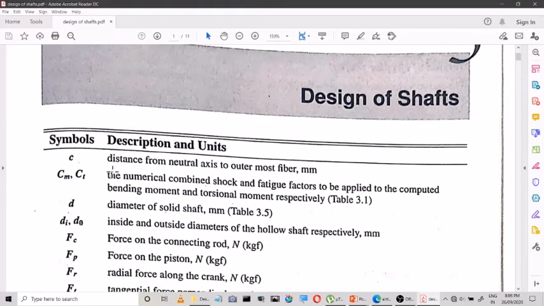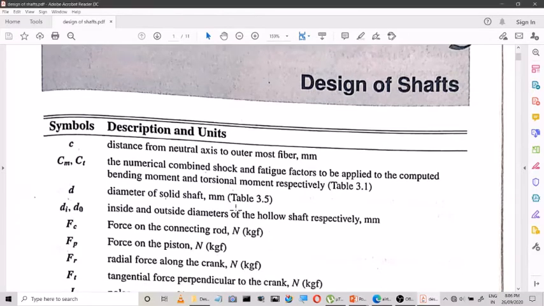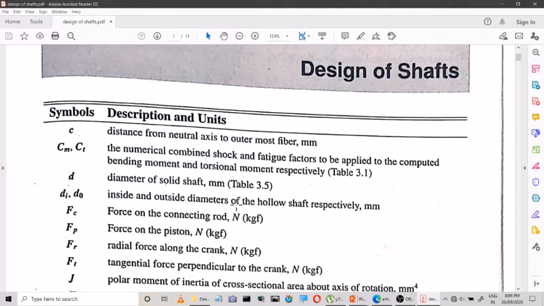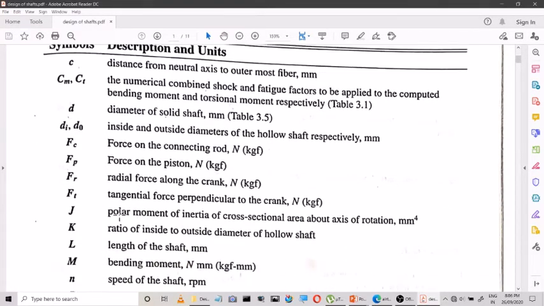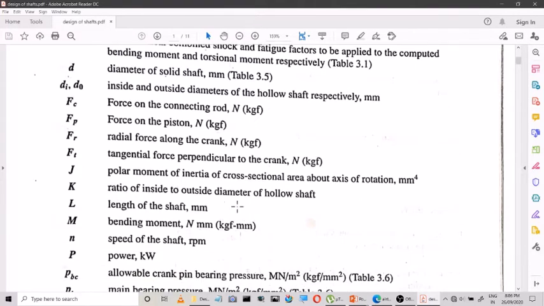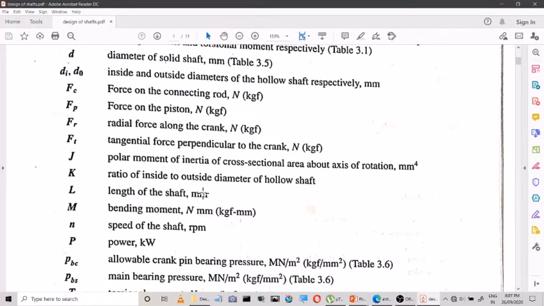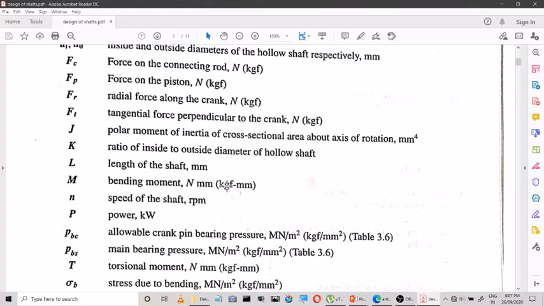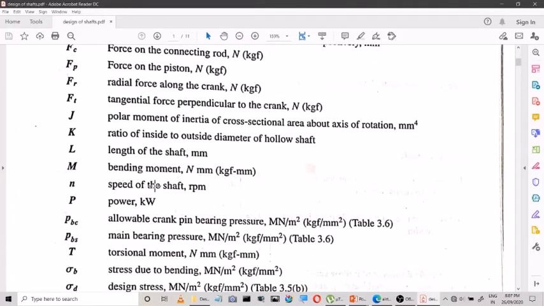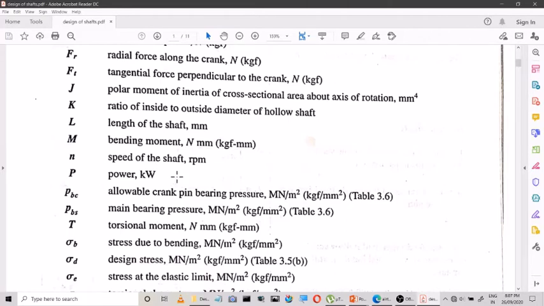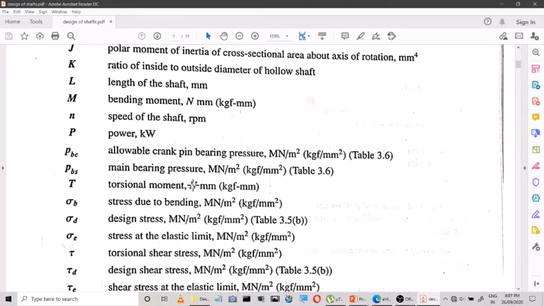C is the distance from the neutral axis to the outermost fiber. D is the diameter of the solid shaft. Table number 3.5 recommends the standard sizes available in the market. J is the polar moment of inertia of the cross-sectional area about the axis of rotation. Next, the ratio of inside to outside diameter is capital K. Capital L is the length of the shaft in mm. Capital M is the bending moment in Newton mm. Small n is the speed of the shaft. Capital P is power. T is the torsional moment.